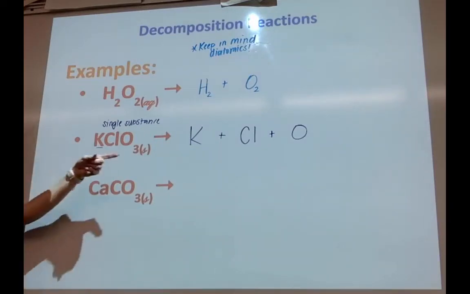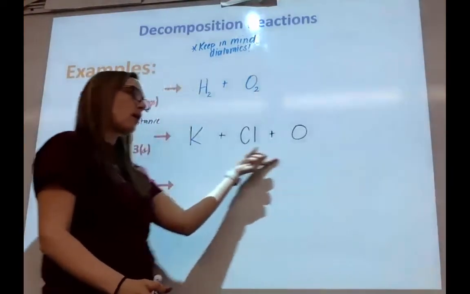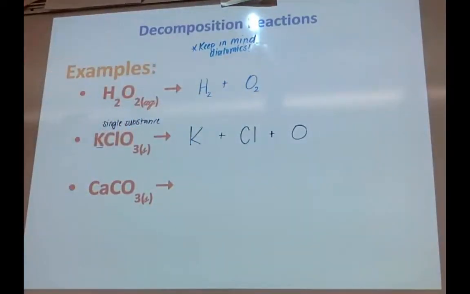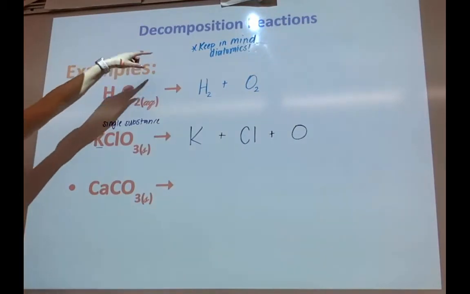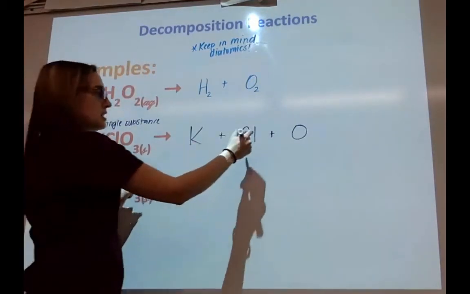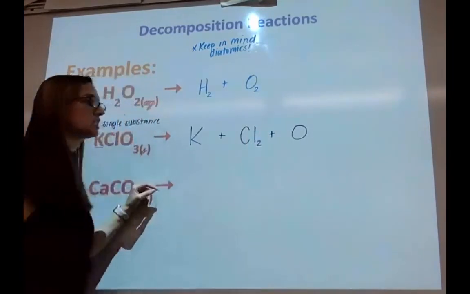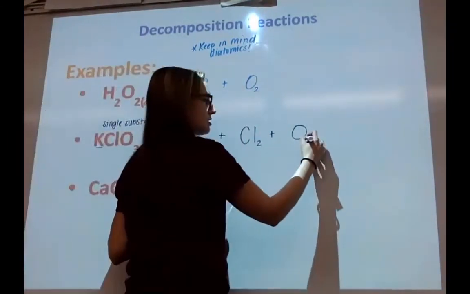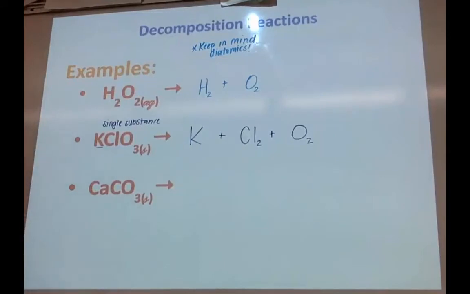Now always check when you write products, always check to see, are any of them diatomic molecules? Are any of them part of Br I N Cl H O F? Well, Cl is diatomic. It exists as Cl2. Oxygen is diatomic. It exists as O2. Those are the elements that KClO3 will break apart into.